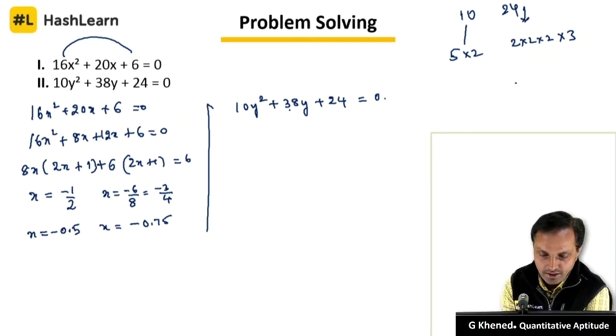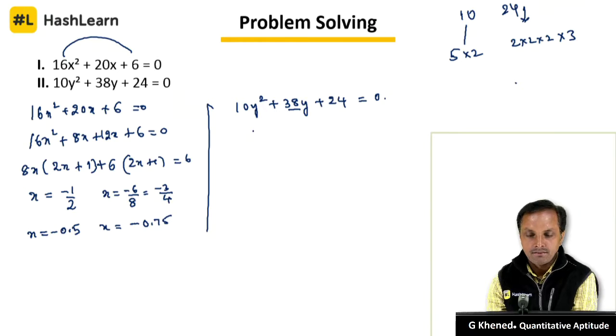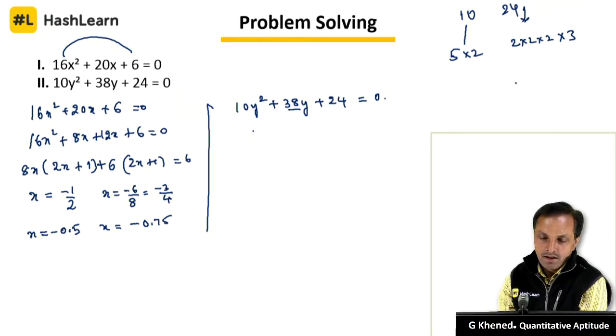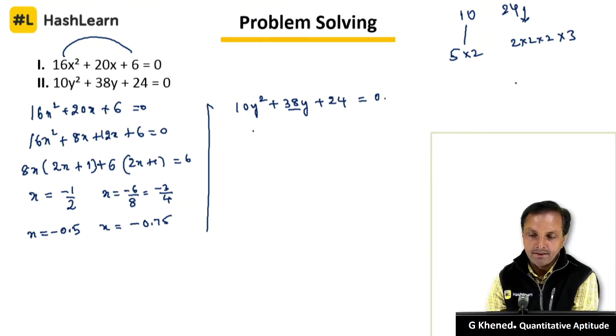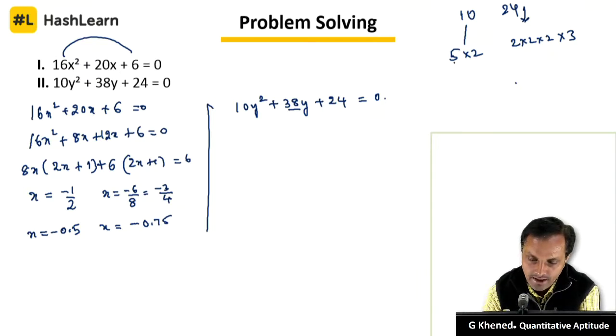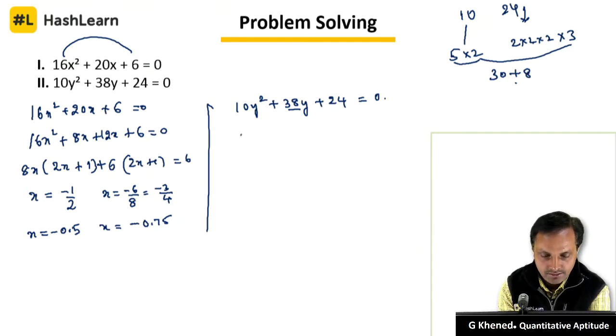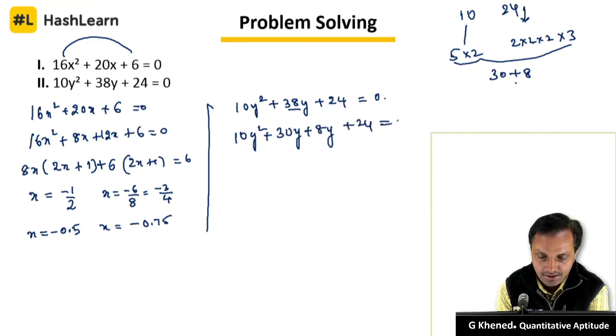So, you should make sure you should get totally 38. So, how will you make it as 38? You know that 5 into 2 is 10, into 3 is 30, plus 2 into 2 into 2 is 8. So, 10y square plus 30y plus 8y plus 24 is equal to 0.